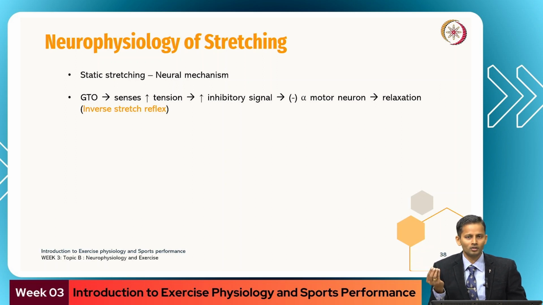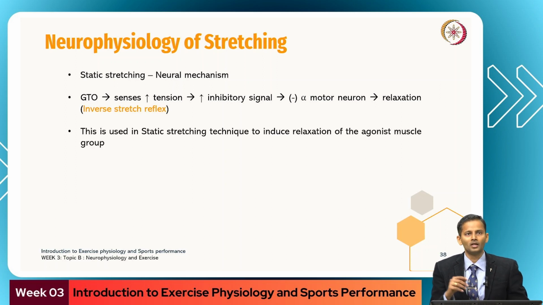The alpha motor neuron causes contraction, right? So what happens when it gets inhibited? It in turn causes relaxation. This particular thing is called the inverse stretch reflex. Okay, and this principle is used for static stretching, wherein you increase the tension in the agonistic muscle to an extent that it causes reactive relaxation because of the inverse stretch reflex.